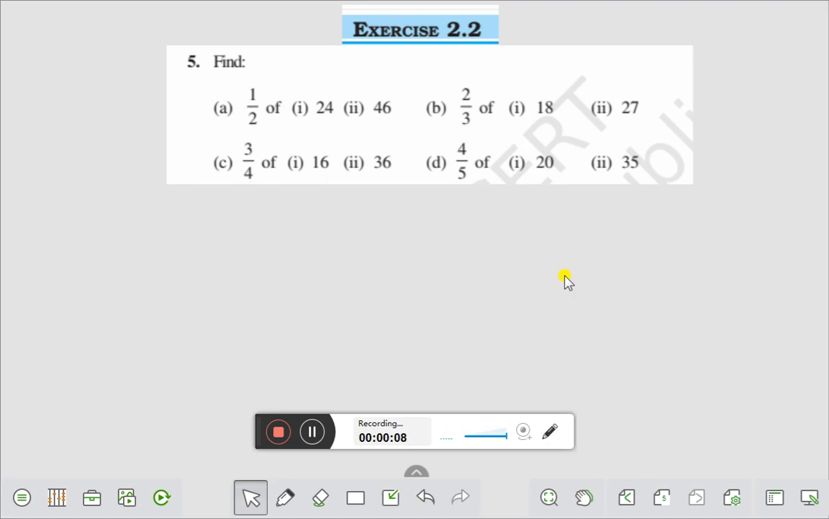Hello everyone. Today we shall discuss exercise 2.2 question number 5. Find: question number A is 1 by 2 of 24 and of 46. Now here you see that question number 1 is question number A.